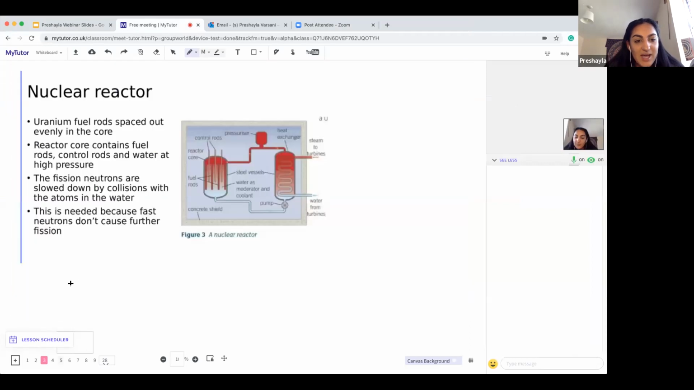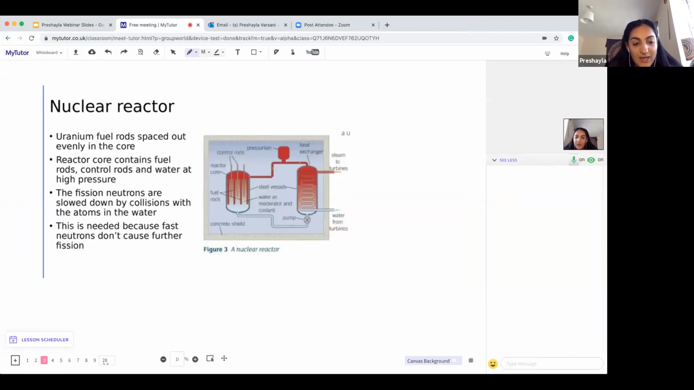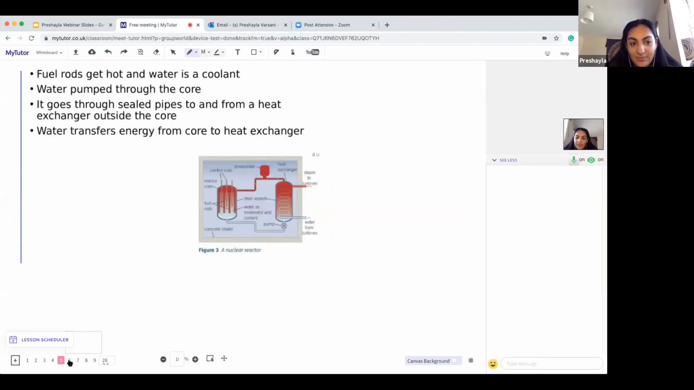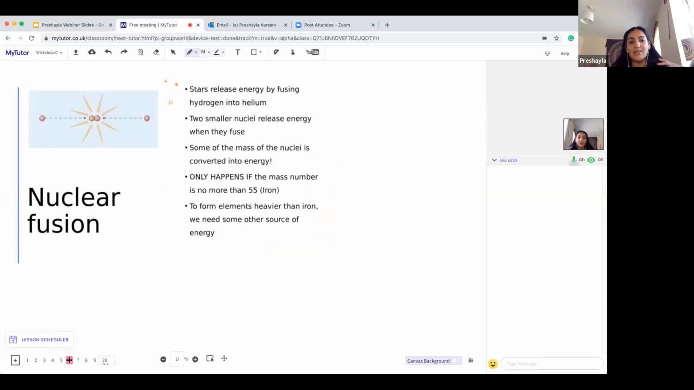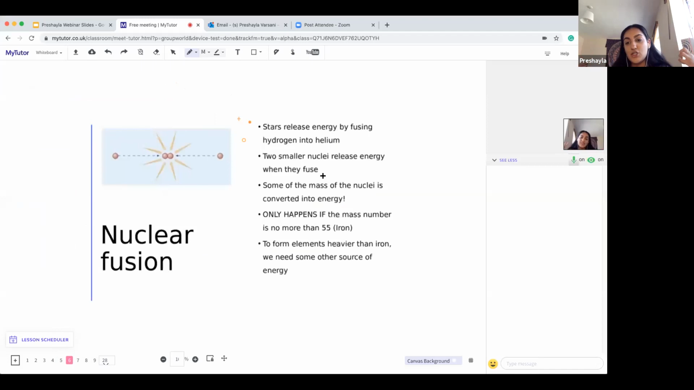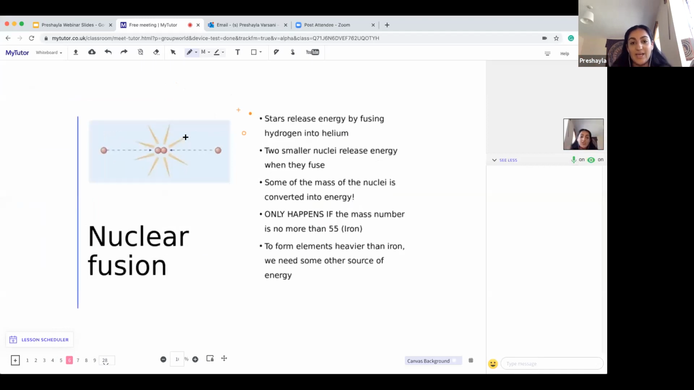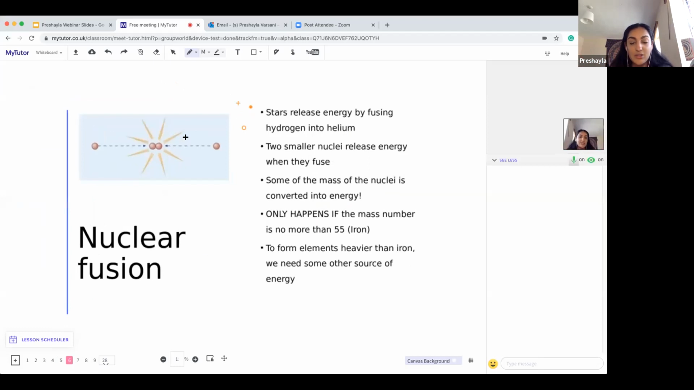So yesterday we looked at the nuclear reactor, and that was talking about nuclear fission. Now today we're going to be talking about nuclear fusion, which is this idea of fusing two smaller particles together and creating a bigger particle, which you can see in this diagram here. Now stars do this very process. The way that stars work is through nuclear fusion. They're constantly fusing hydrogen together to create helium.